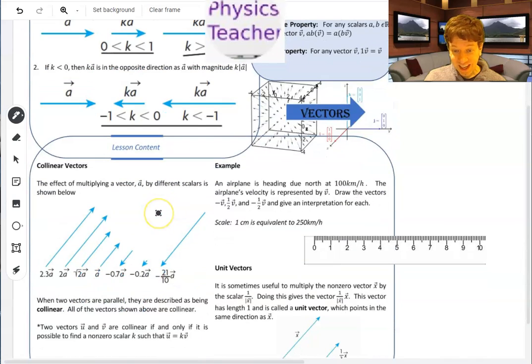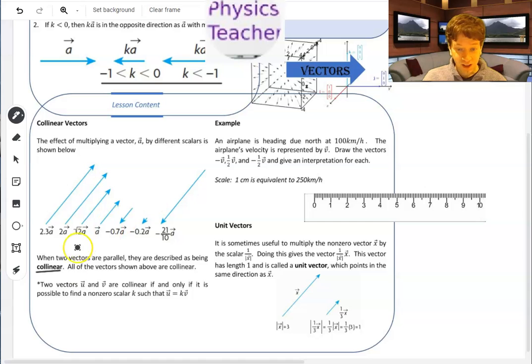Okay, so we can see that over here in our example. Here's a vector A, and you can see how that vector changes when multiplied by a different scalar. It can either be in the same direction or in the opposite direction, but they're all either parallel in the same direction or parallel in the opposite direction. And we say that these vectors are collinear, which gives you a good way to compare any two vectors that you don't know.